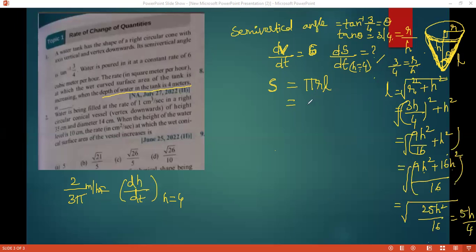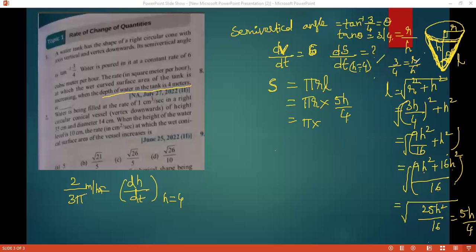So can I substitute here? Yes. Now 5 into r into l, let me write, l is how much? We got 5h by 4. Okay? 5h by 4. Now what is r? r is going to be 3h by 4. 4r is equal to 3h. H we now have to find.